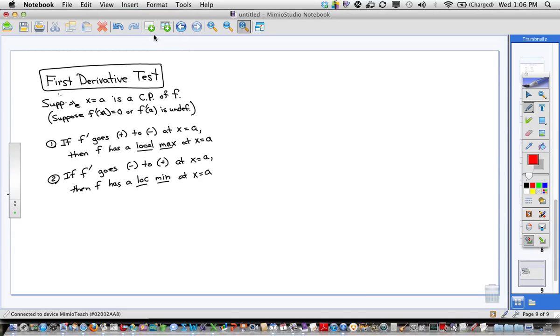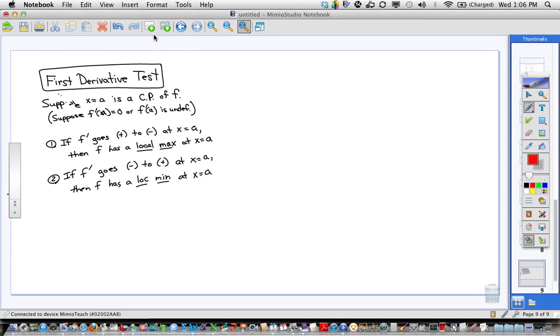There's a term they use, monotonic. A monotonic function means one direction. So a horizontal line would be monotonic. X cubed would be monotonic. A graph that's not monotonic is one that both increases and decreases. So anything that just stays one direction is monotonic. So you may hear that term from time to time.